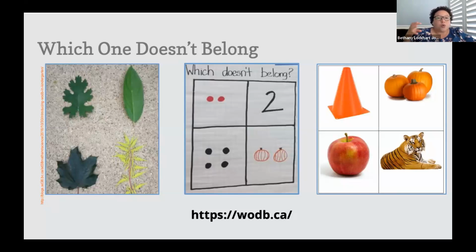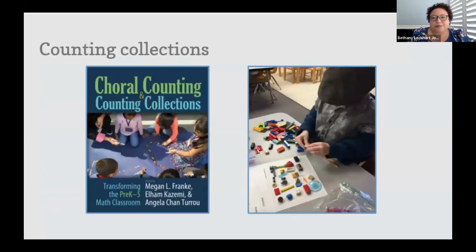Or maybe I say, oh, the cone is the only thing that's not alive at some point, so maybe it doesn't belong. Oh, the tiger is the only animal, it doesn't belong. The pumpkins are the only thing where there are 3 of them. Who knows what your students are going to come up with, right? And the point is that even a student who is math anxious can contribute in a way that feels low risk and hopefully relatively safe.